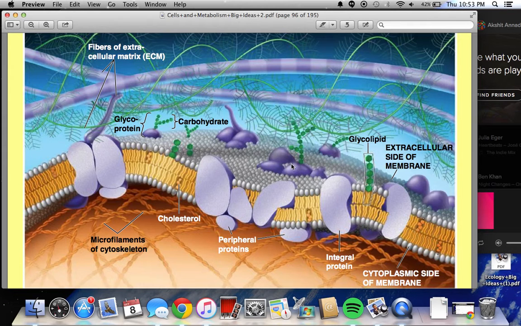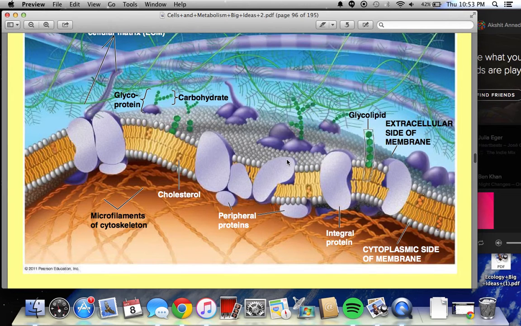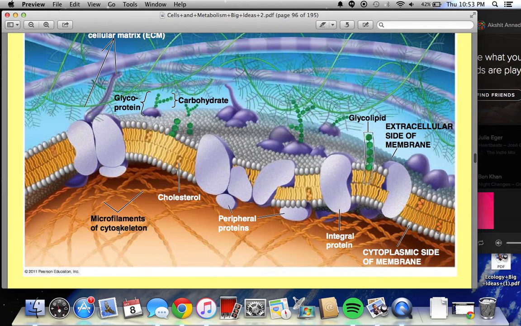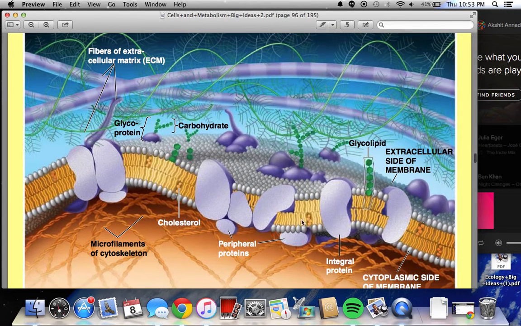Peripheral proteins attach to the sides of the membrane and they're like peripheral vision on the sides. The microfilaments of the cytoskeleton are a part of a cell, and we'll go over that later, but they help with the structure of the cell. And fibers of extracellular matrix, we don't need to know about that much, but it provides some nutrients and helps with structure outside.